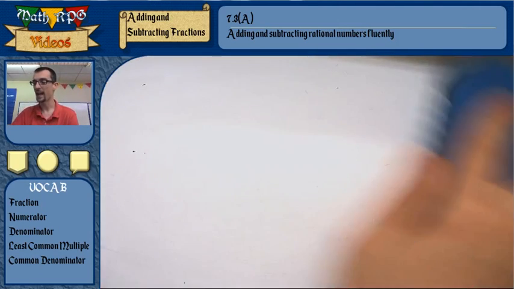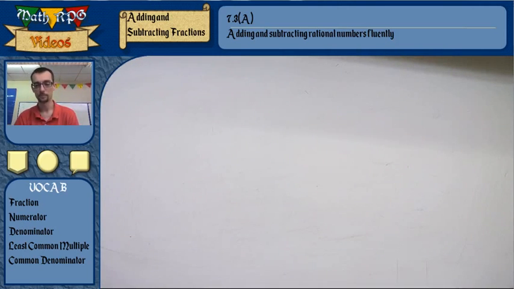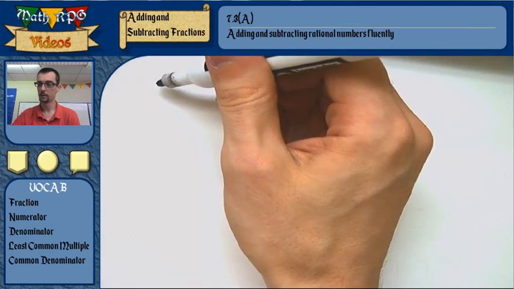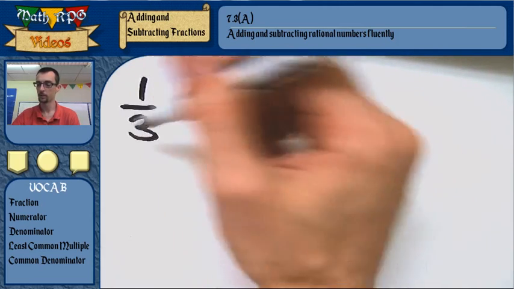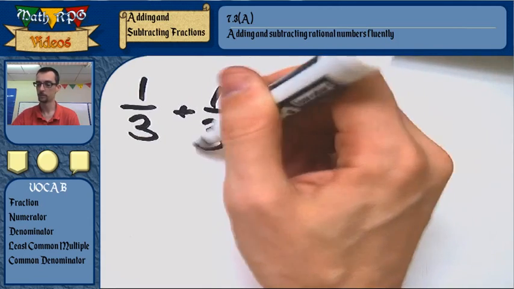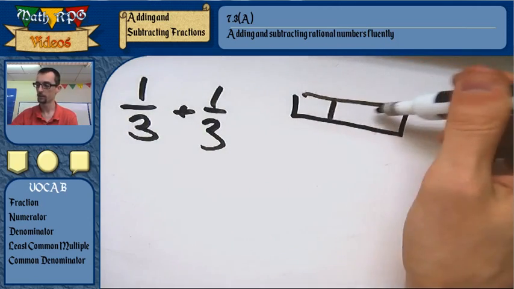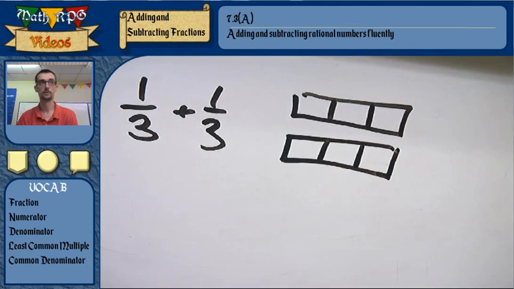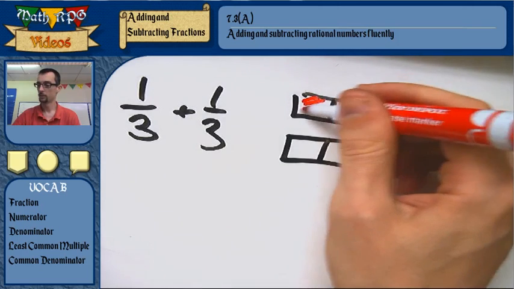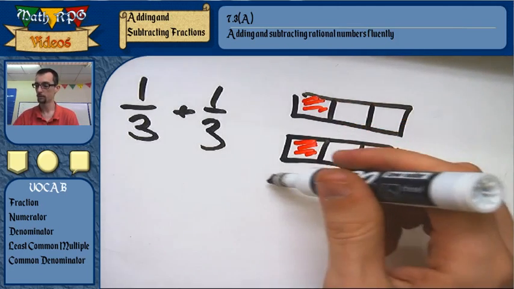Now we're going to take a look at adding and subtracting fractions. This is actually a little bit trickier. I'm going to draw a fraction. Let's do a simple fraction first of all, 1/3 plus 1/3. This is going to be pretty simple. If I take 1/3, it looks something like this, and I add another 1/3 to it, I'm going to end up with 2/3.